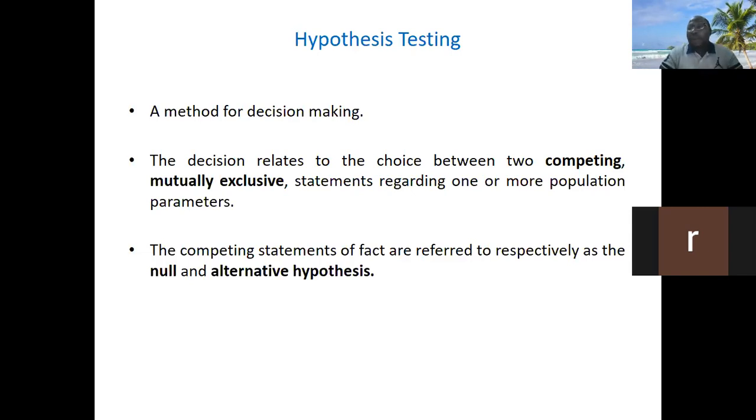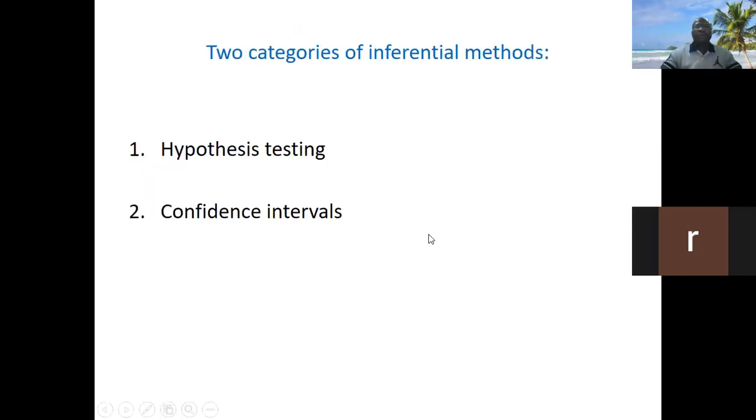We also said that we are going to look at two categories of inferential methods, because all this discussion about sampling distribution, standard error, and the central limit theorem is just to whet our appetite, to give us a glimpse of inferential statistics. So we have two categories we want to look at. One is hypothesis testing, which is an inferential method, and confidence interval is a separate method.